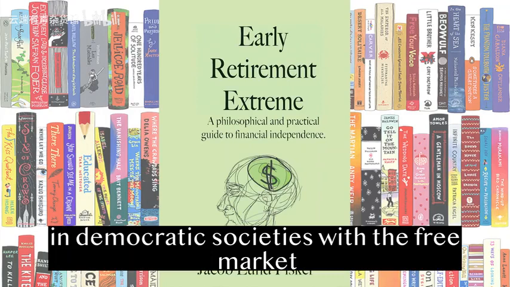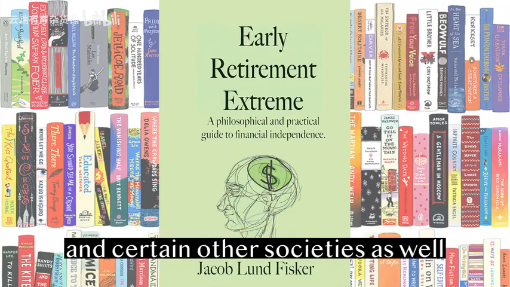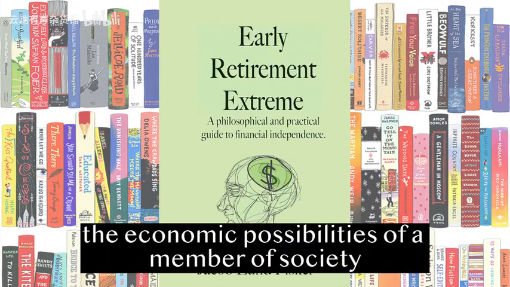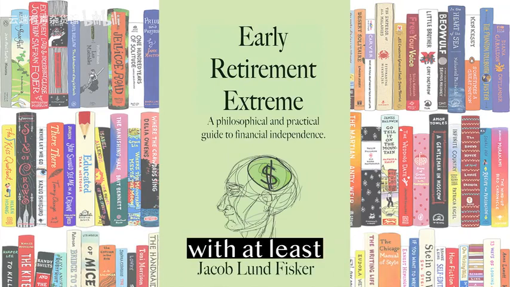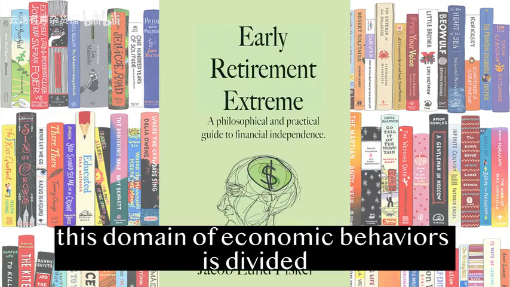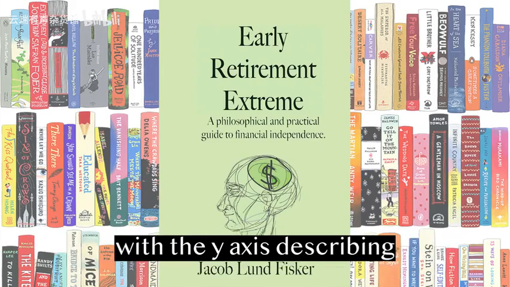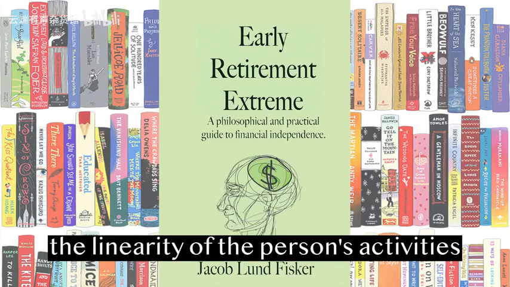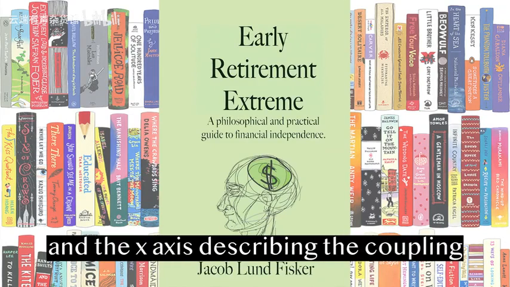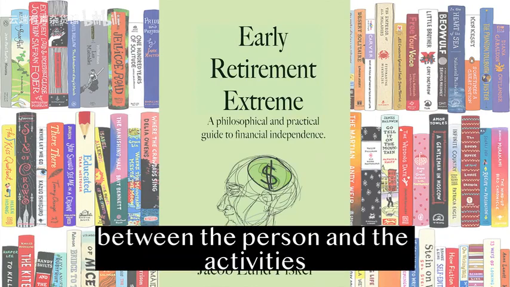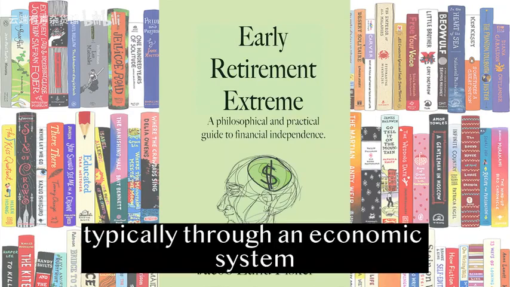In democratic societies with the free market, and certain other societies as well, the economic possibilities of a member of society can be described with at least 2 degrees of freedom. This domain of economic behaviors is divided into 4 quadrants, existing on 2 axes, with the y-axis describing the linearity of the person's activities, and the x-axis describing the coupling between the person and the activities, typically through an economic system.